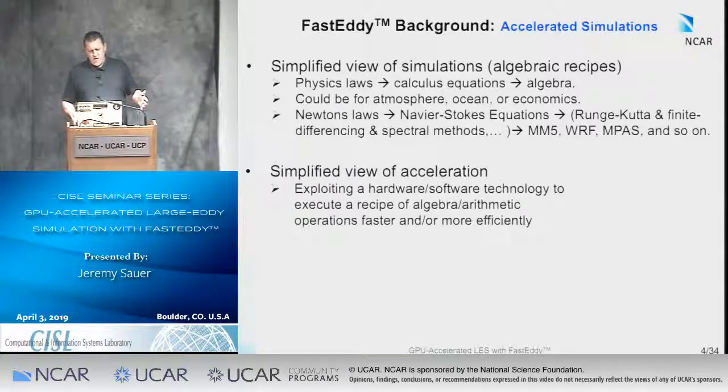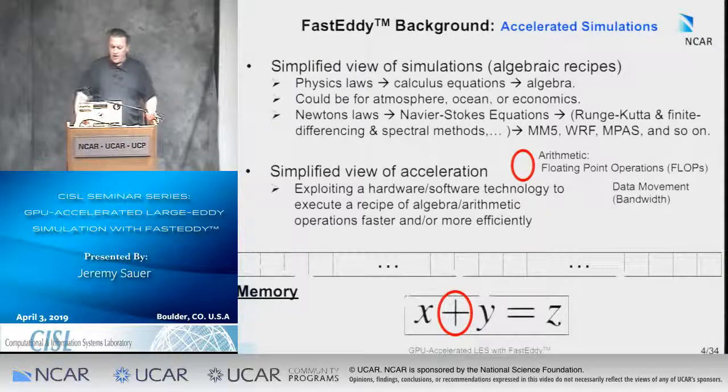So a simplified view of acceleration is really just trying to exploit some hardware or software technology to execute that recipe of algebra and arithmetic faster and more efficiently. So that boils down to mostly two things. If we think of this simple equation down at the bottom, the red oval is the arithmetic. We typically talk about that in terms of floating point operations or flops. And the blue arrows might designate pulling out of memory the values in X and Y, and then making the computation, and putting the result back in memory.